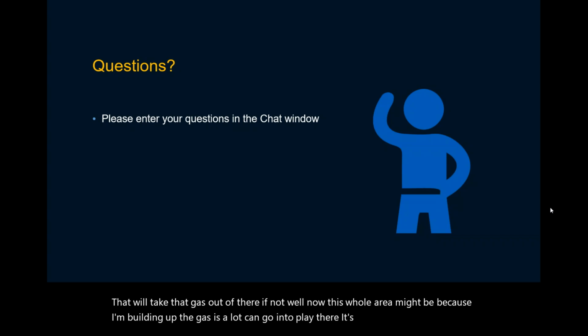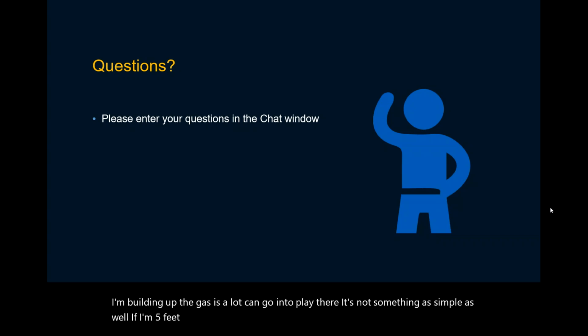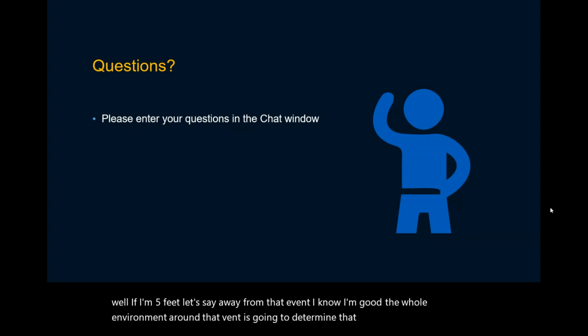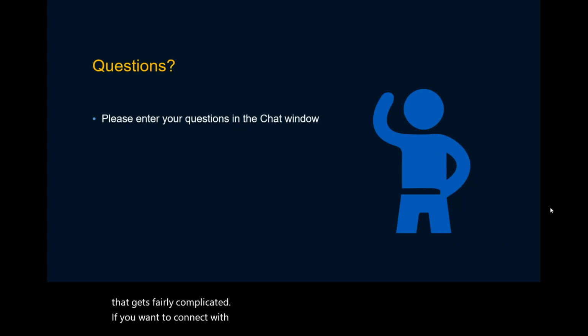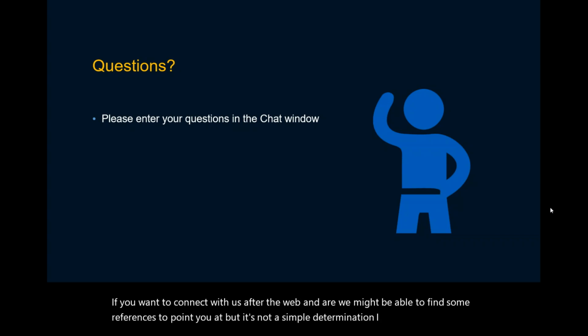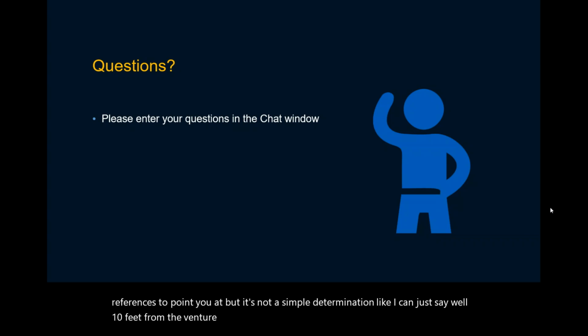It's not something as simple as, well, if I'm 5 feet, let's say, away from that vent, I know I'm good. The whole environment around that vent is going to determine that distance, and how you do that gets fairly complicated. If you want to connect with us after the webinar, I might be able to find some references to point you at. But it's not a simple determination like I can just say, well, 10 feet from the vent, you're good. Unfortunately, like a lot of things in the hazardous area world, it is more complicated than that.